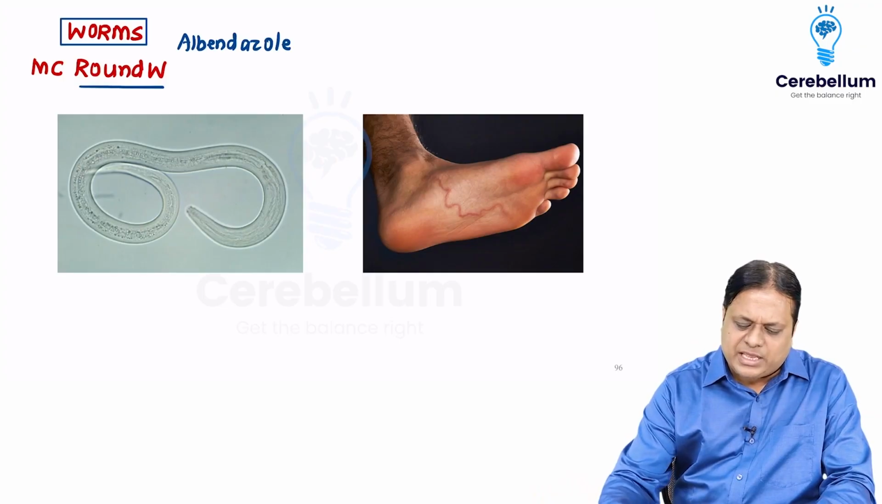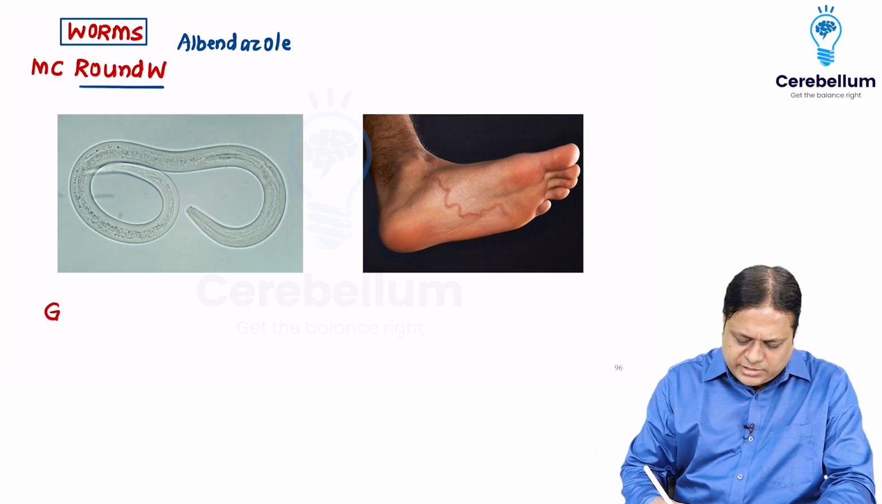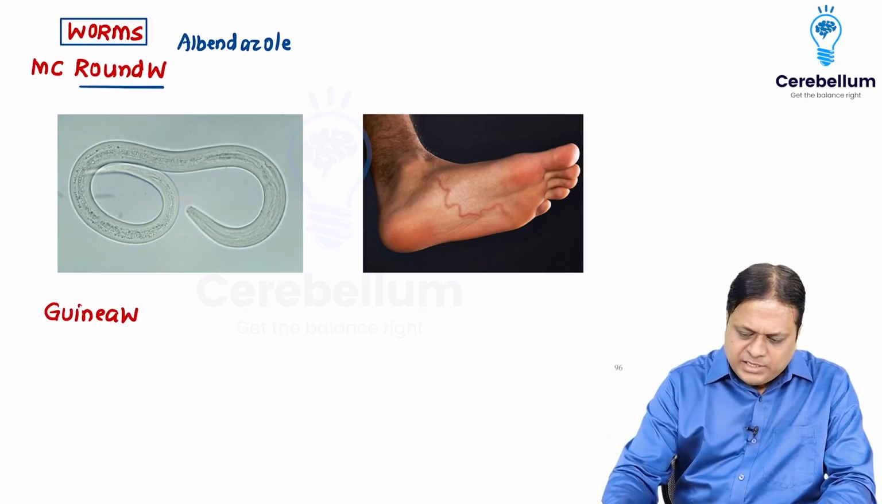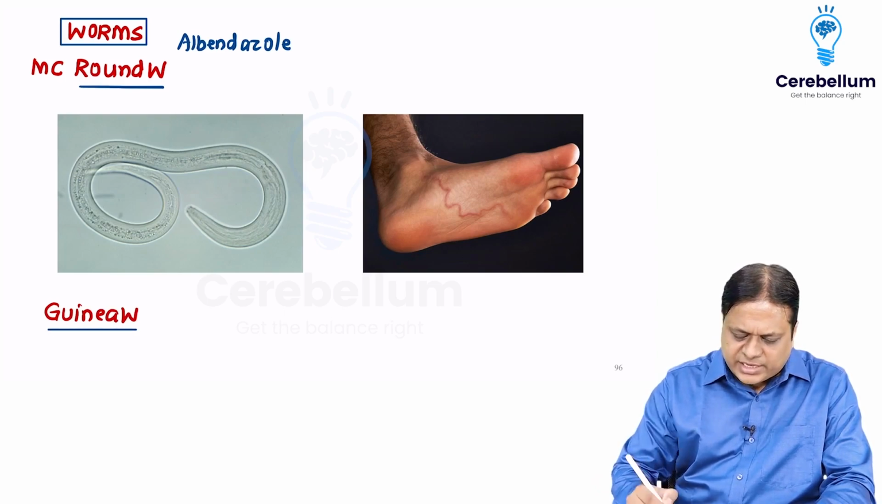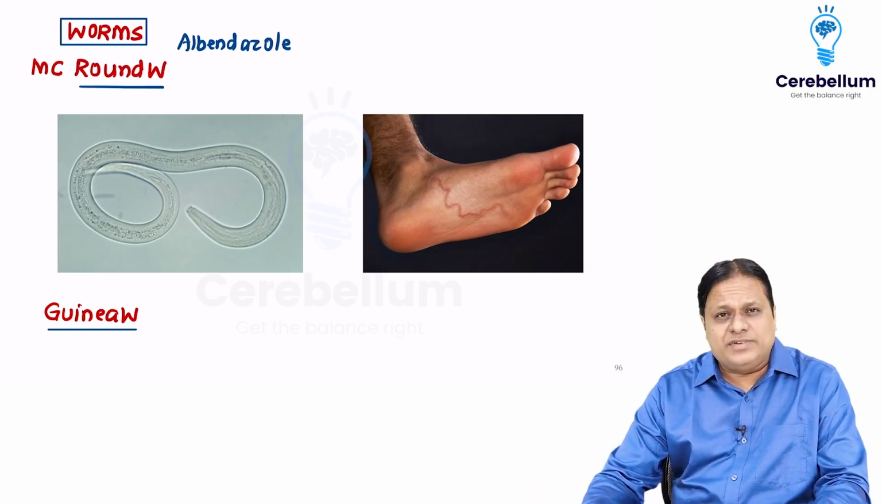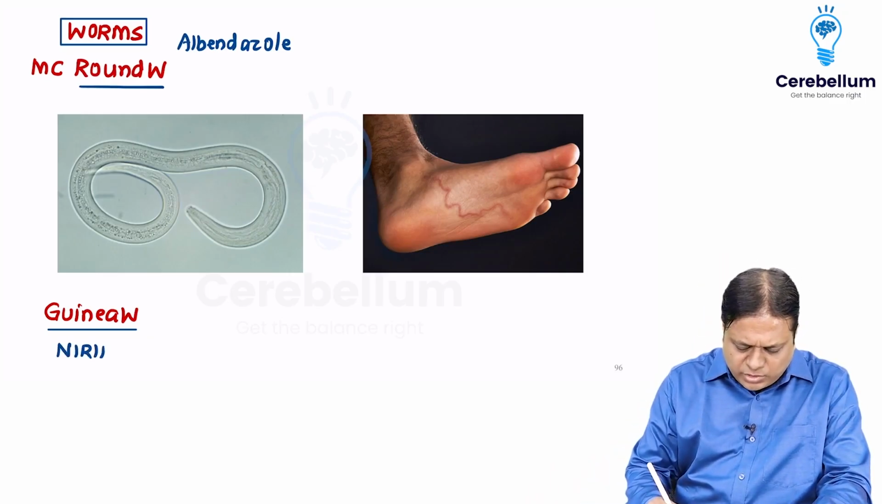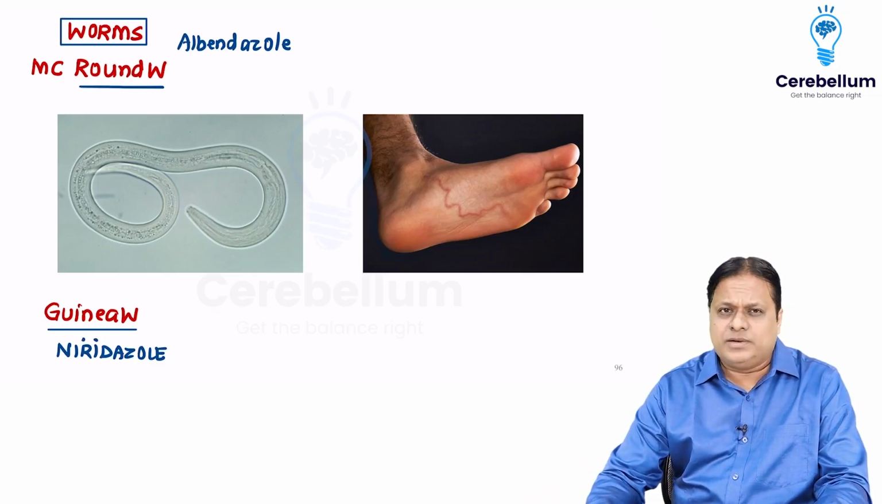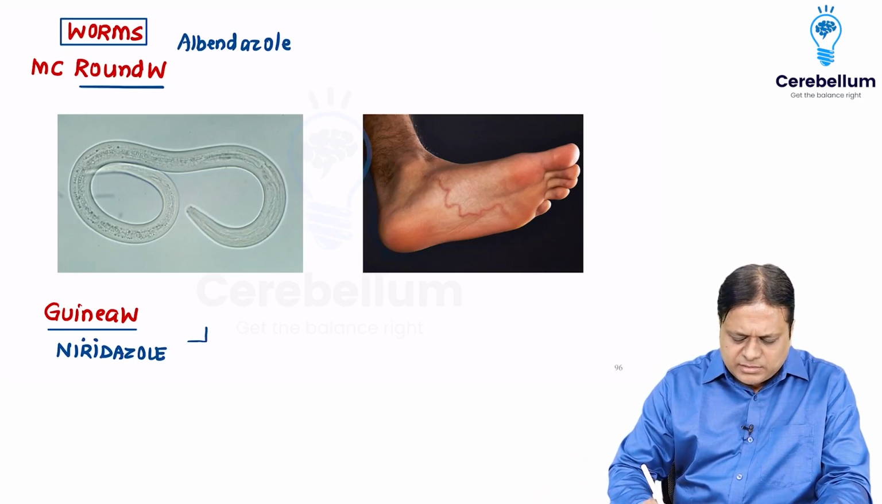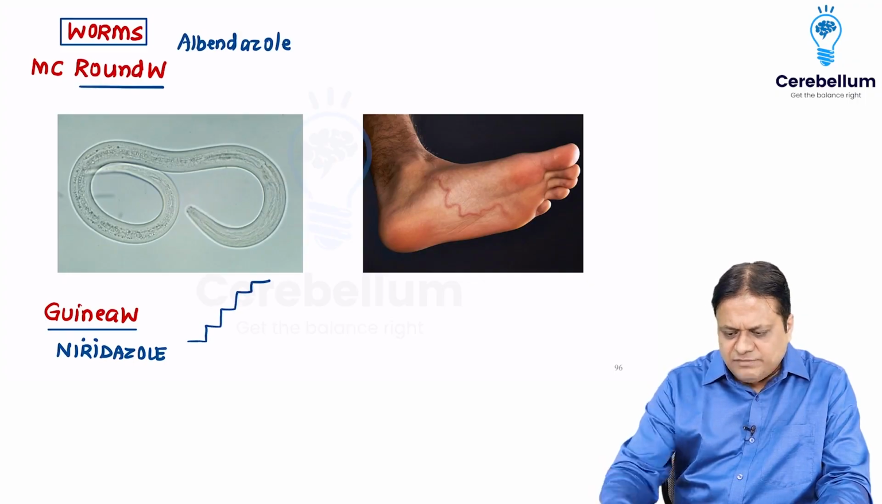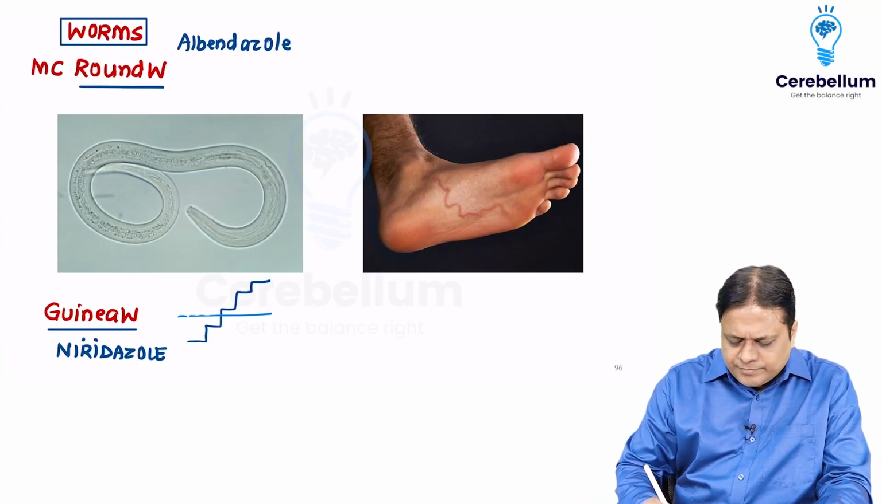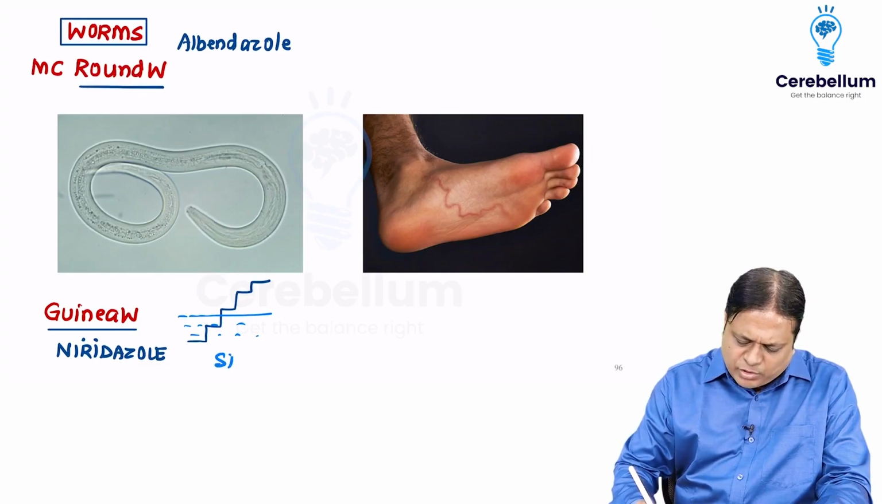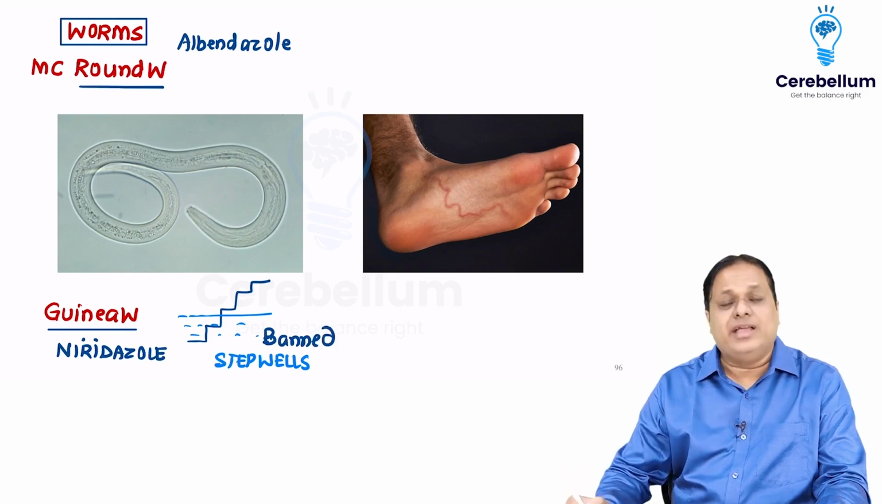A worm which has been eliminated from India is guinea worm. Guinea worm, Dracunculus medinensis, is the causative agent. Drug of choice niridazole, and it was eliminated from India in February 2000. One of the major actions which resulted in its elimination was banning of stepwells in the country. So stepwells were banned and it resulted in elimination.